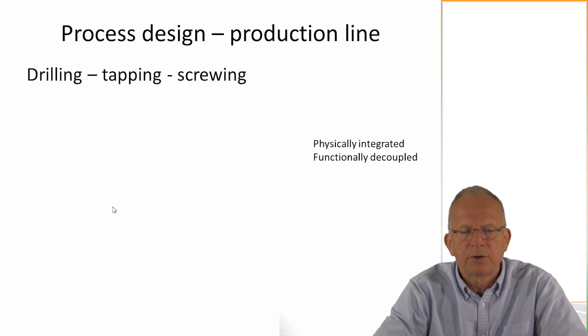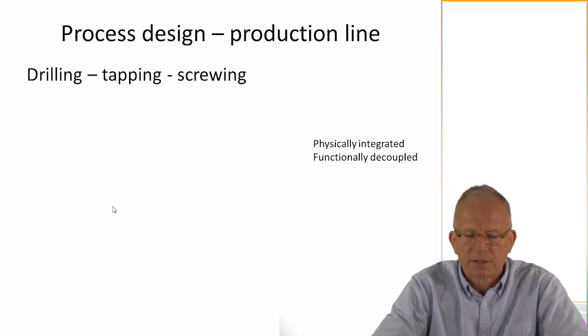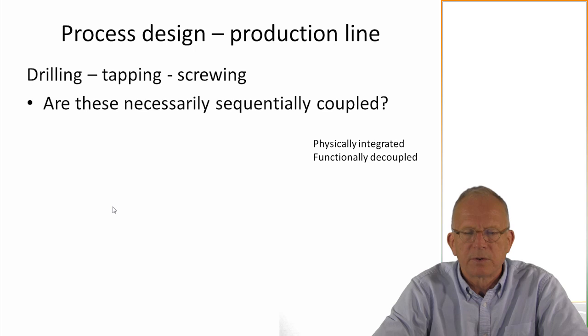So suppose you've got a drilling, tapping, screwing operation. If I haven't drilled the hole in the right place, I can't tap it in the right place, and obviously then I can't screw it in properly. So how can we do this? Are these necessarily sequentially coupled?